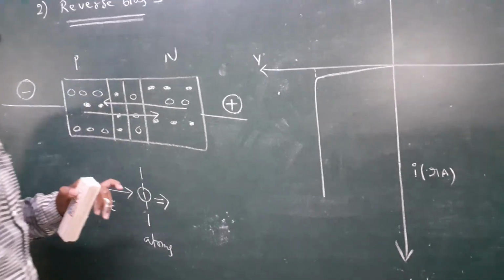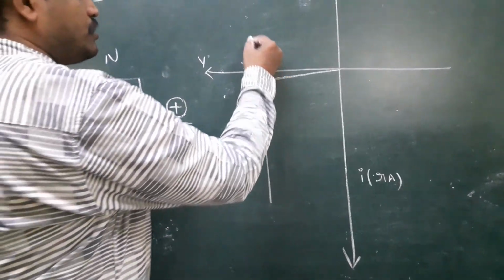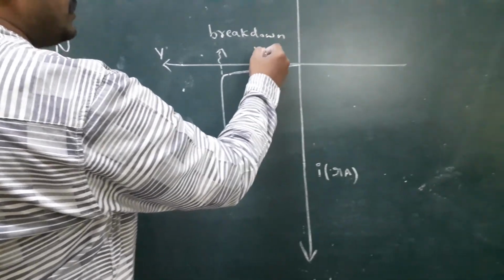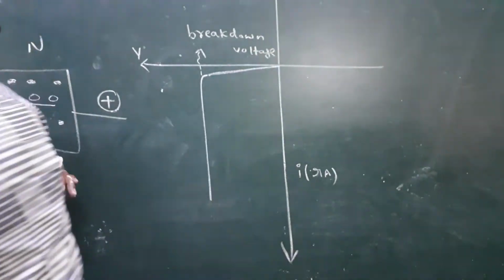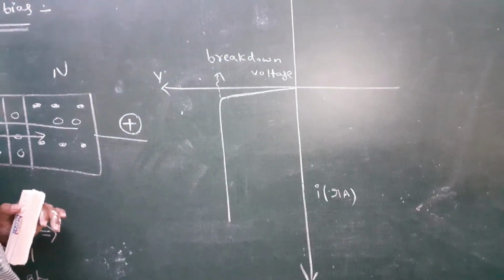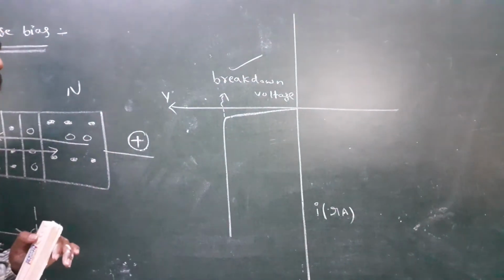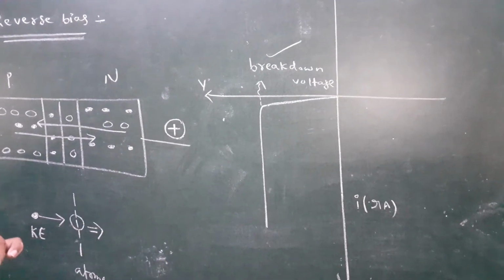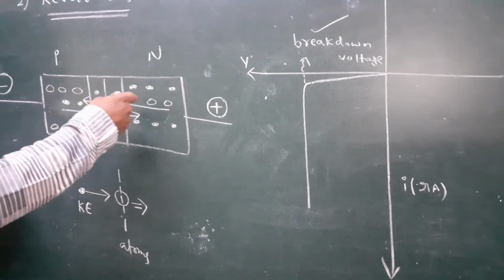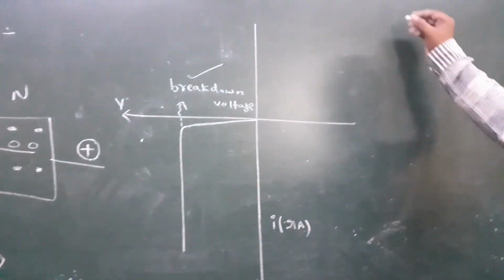Atom breaks, more current is produced, automatically this particular voltage is called the breakdown voltage. What is the breakdown voltage? The voltage at which current suddenly rises because of atom break. So this particular voltage is called the breakdown voltage. This occurs here, the atom will break, and automatically the substance is damaged.